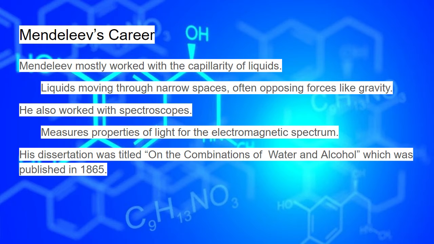Mendeleev's career mostly focused on the capillarity of liquids, which is just how liquids move through narrow spaces, often opposing forces like gravity. This is kind of like the study of how blood vessels work. So it's pretty important stuff, pretty big applications for biology and other sciences. He also worked with spectroscopes, which measure the properties of light for the electromagnetic spectrum. So he was one of the first people, not the first people, but he's one of the people who was working on this kind of stuff during his career. His dissertation, when he got his PhD, was titled On the Combinations of Water and Alcohol, and it was published in 1865. So he did have a PhD from a Russian university.